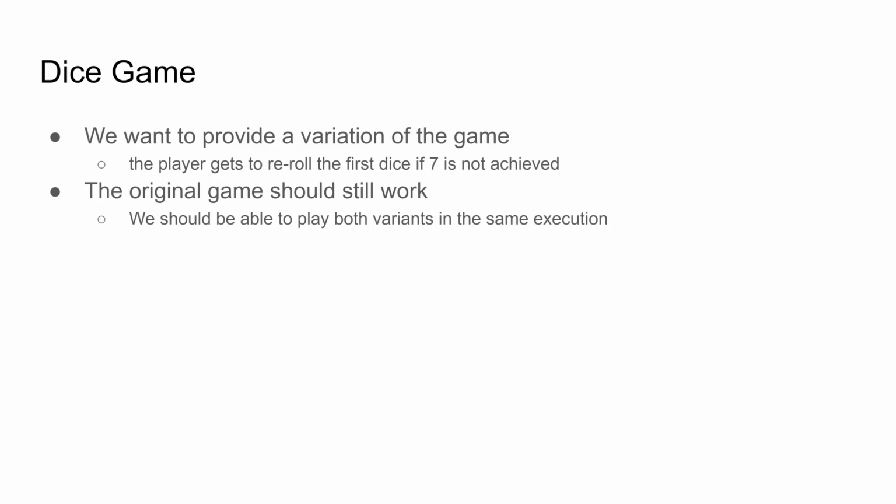And we will make this a little bit simpler because the player does not choose to reroll it. This will happen just automatically. So it becomes a little bit easier to win here. We still want to keep the original game. So we should be able to play both variants in the same execution. So maybe first I want to play the little bit harder game, and then I want to play the little bit easier game.